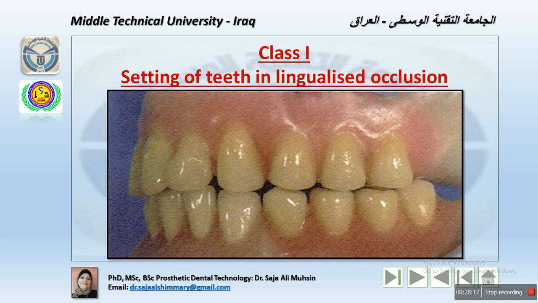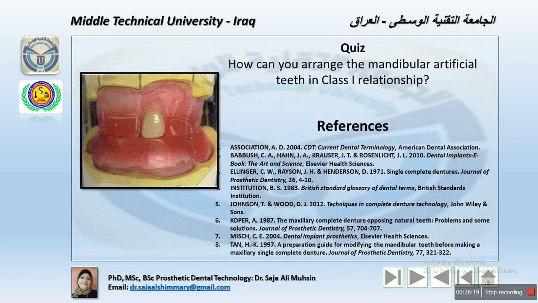The quiz for next week to be prepared is: how can you arrange the mandibular artificial teeth in class 1 relationship? Okay, this will be, of course, if I didn't mention natural occlusion or lingualized, you will focus on the setting of these teeth in class 1 natural occlusion and lingualized occlusion.